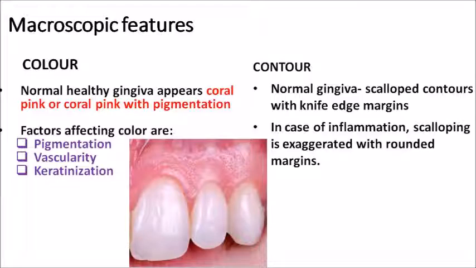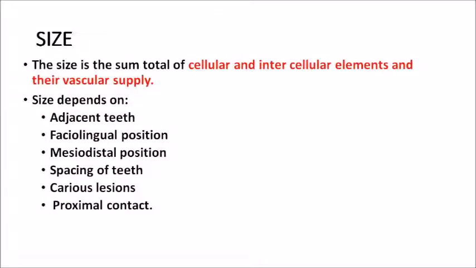Second macroscopic feature is contour. The normal gingival contour is scalloped, with knife edge margins. But in case of inflammation, what happens? The scallop will be exaggerated and the margins, instead of being knife edged, will become rounded. After color and contour, we'll look at the size.